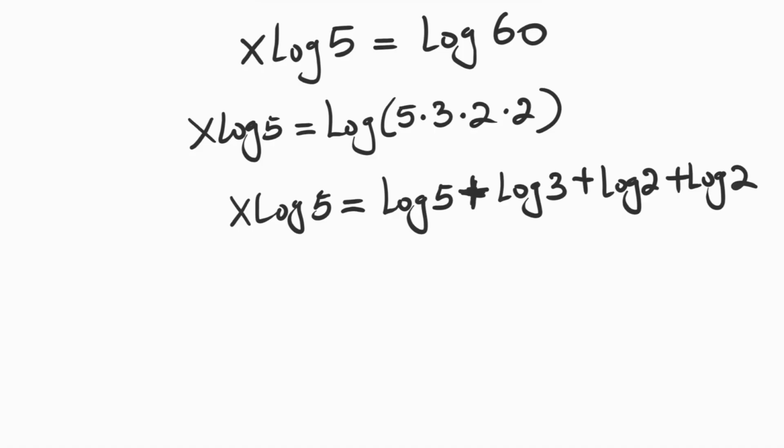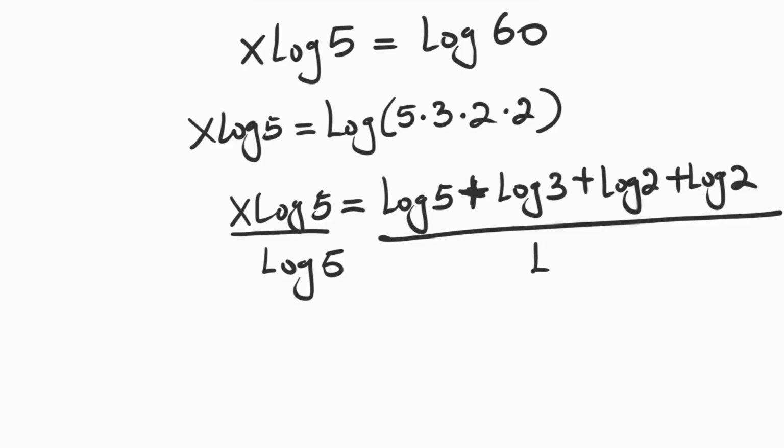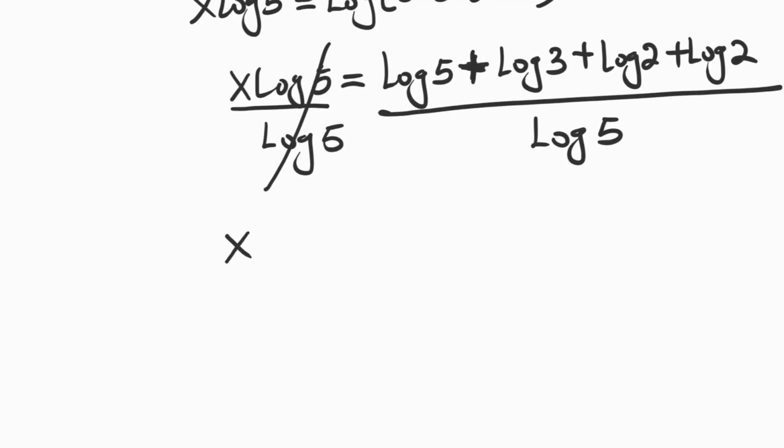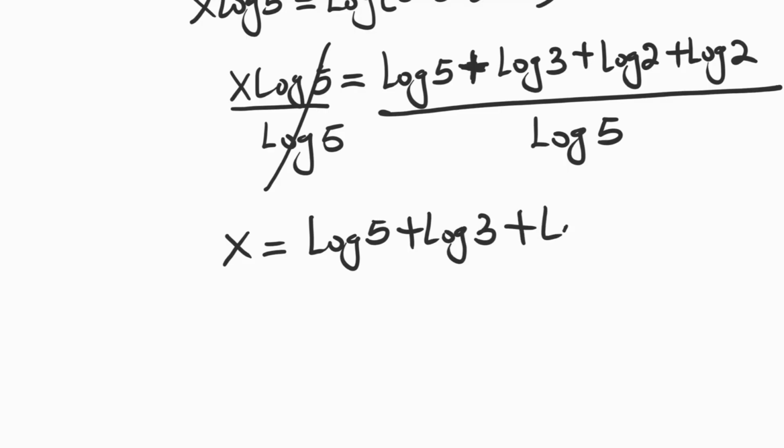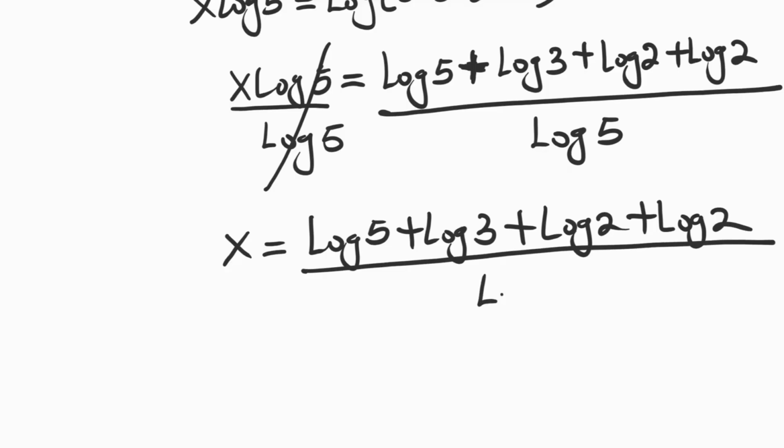Now to find x, we need to divide through by log 5. Log 5 cancels out. So we have x equals log of 5 plus log of 3 plus log of 2 plus log of 2, all divided by log 5.